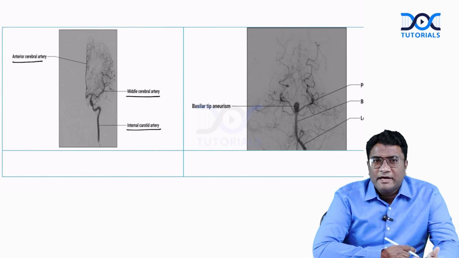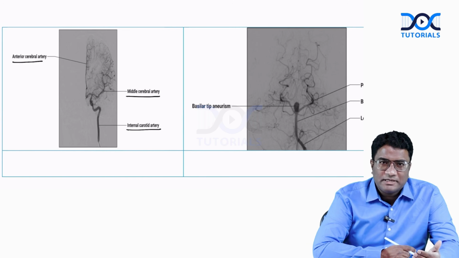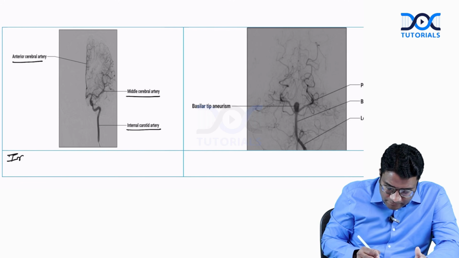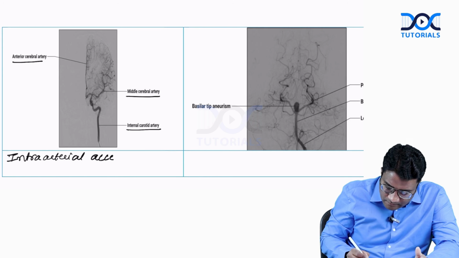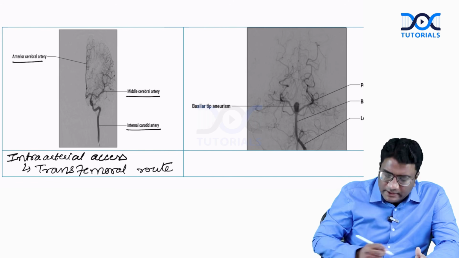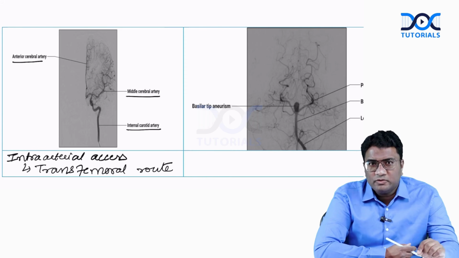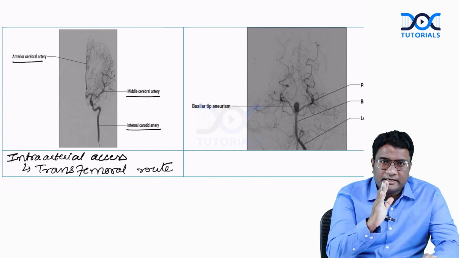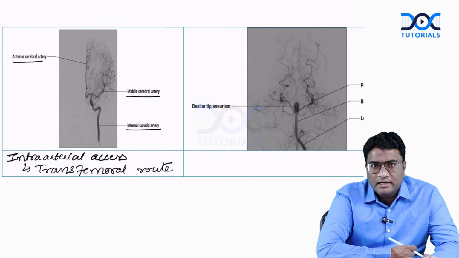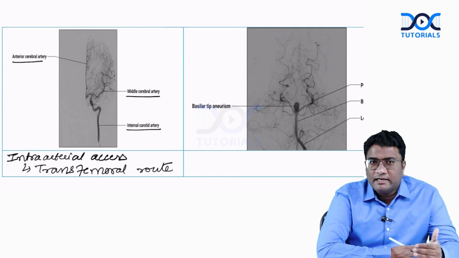And through which vessel do we enter into the carotids? What is the axis through which we are entering inside the carotids? The intra-arterial axis is mainly through the transfemoral route. So we enter the vessels through the femoral artery, then the external iliac, common iliac, the abdominal aorta, go up above into the arch of aorta. From there we get the carotids originating. So the intra-arterial axis is mainly through the femoral artery.